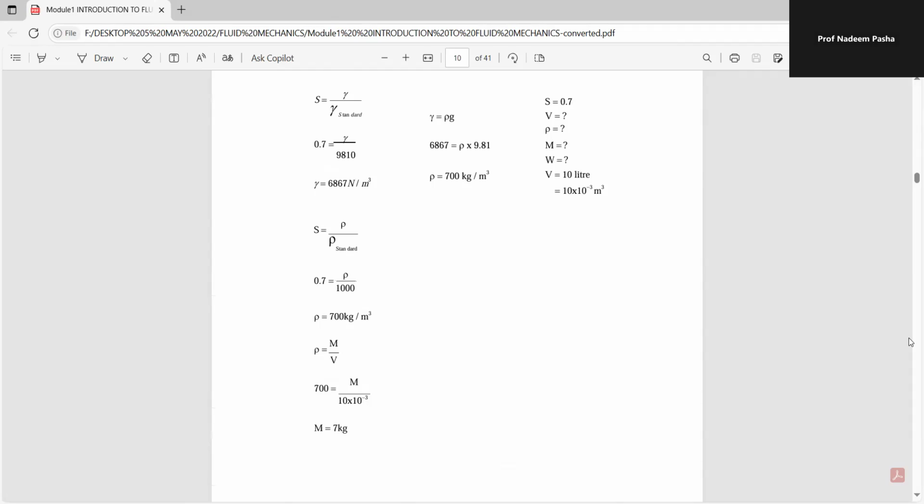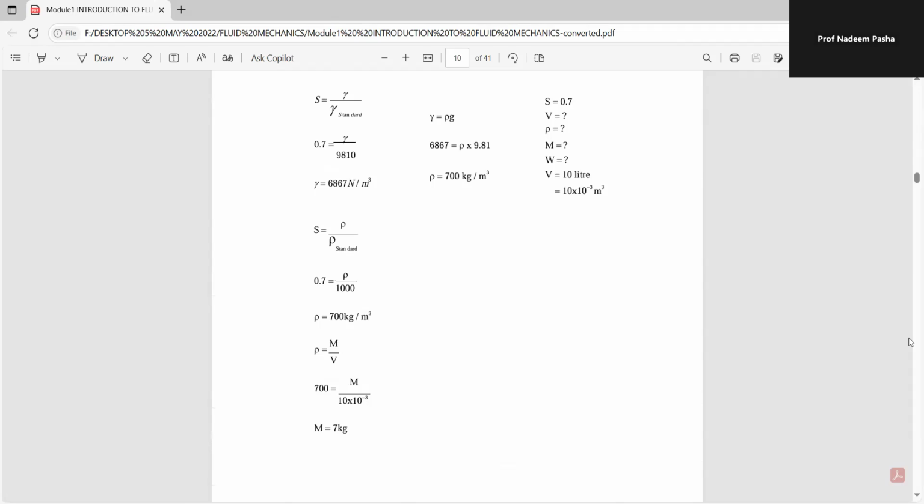Now, specific gravity. How much is the specific gravity? It is nothing but the density of fluid to the density of standard fluid. So S is equal to 0.7. Rho standard, that is, density of standard fluid, is 1000. So if you just cross multiply, it comes out to be 700 kg per meter cube.